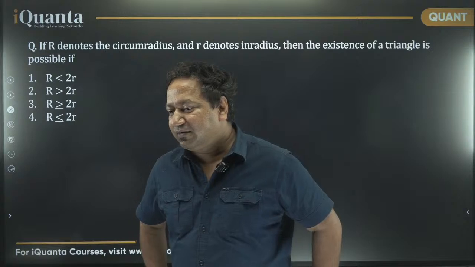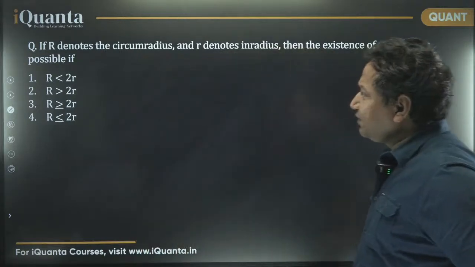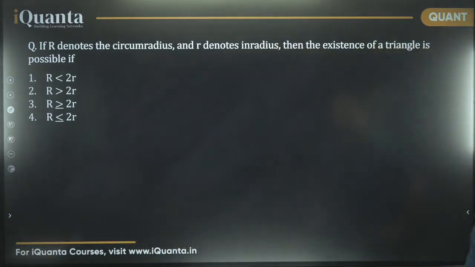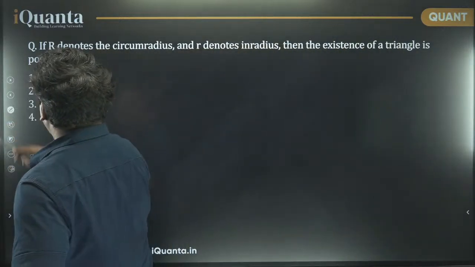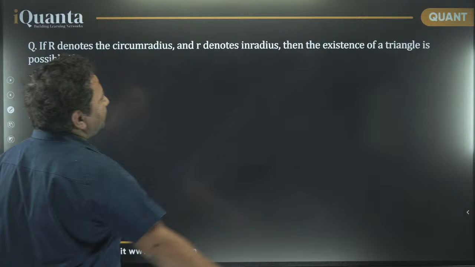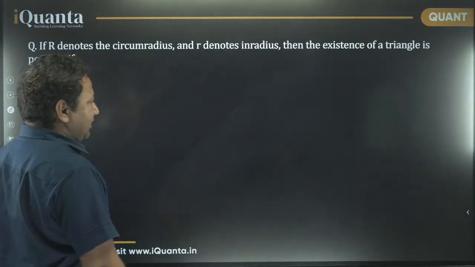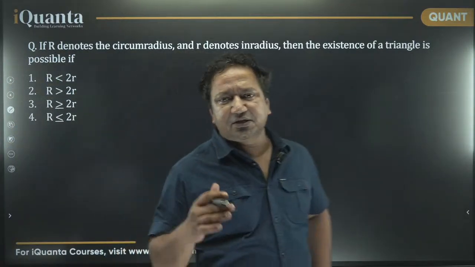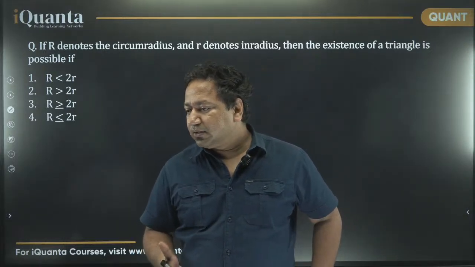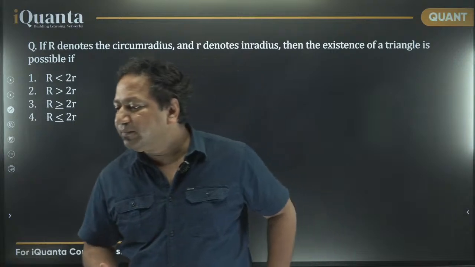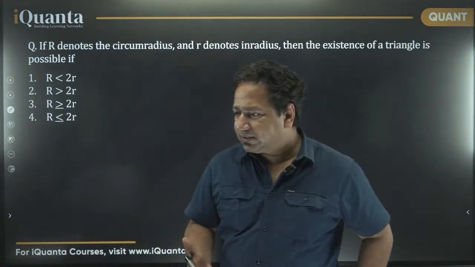Okay, so let's start. The first question, I think some people have solved it. If capital R denotes the circumradius and small r denotes the inradius, then the existence of a triangle is possible if, by the way, those who don't know what circumradius and inradius are, I'll just tell you, because this session is not just about solving questions, it's also about understanding a few concepts. All right, how many of you are not my regular students?